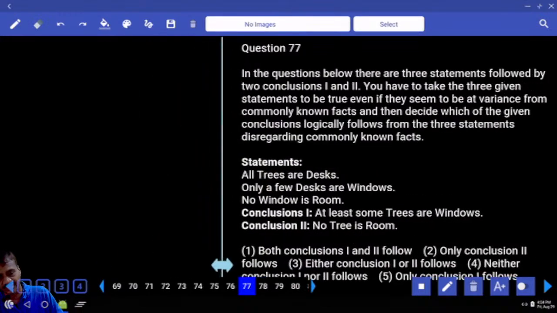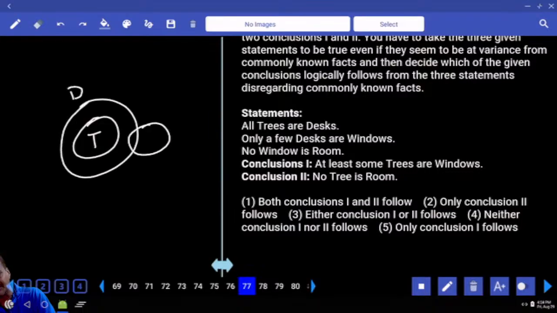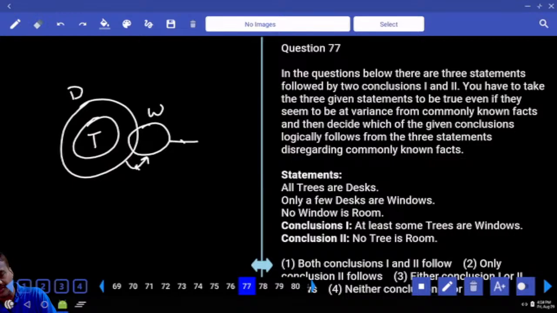First or the second priority? Definitely first priority. All these trees are what? All trees are dusk. And only a few dusk are windows. Some dusk are windows, but not all. Entire dusk cannot be a part of window. No window is a room. No intersection between window and a room.